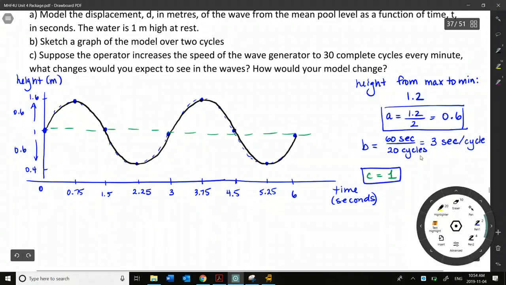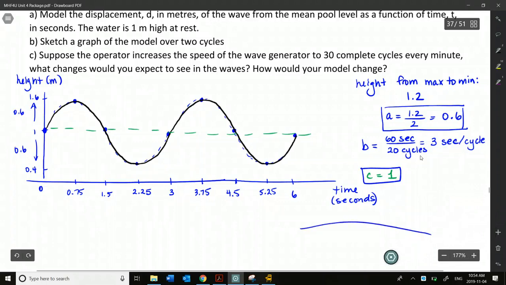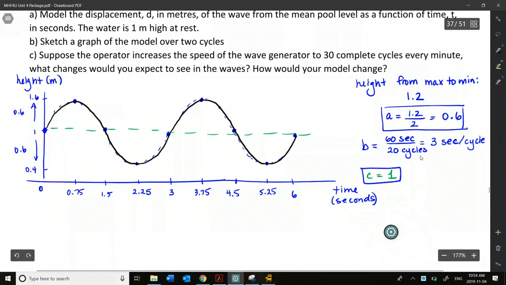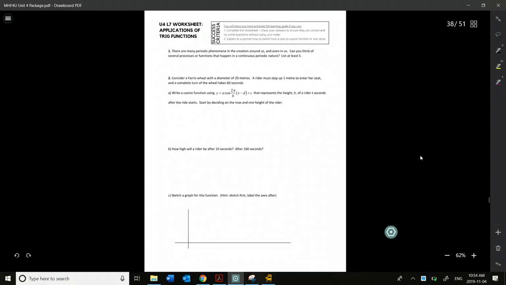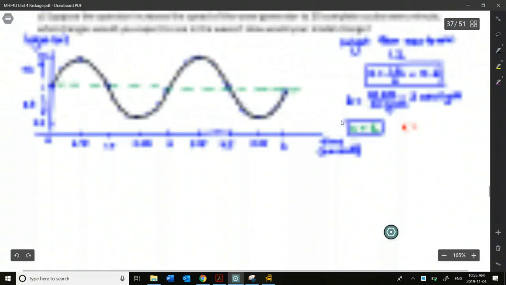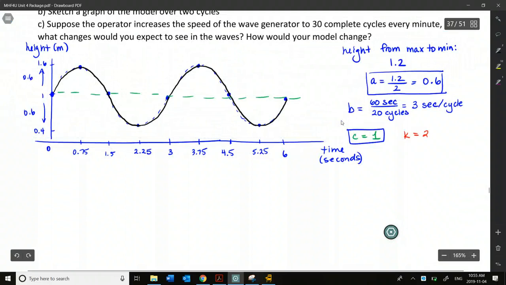If I know the period, can we find the K value? How do we do that? 2 pi over the period. What's the period? The period is 3 seconds, right? That's the length of a cycle. So we will do 2 pi over 3. And that doesn't need to be reduced, so we'll just leave it.